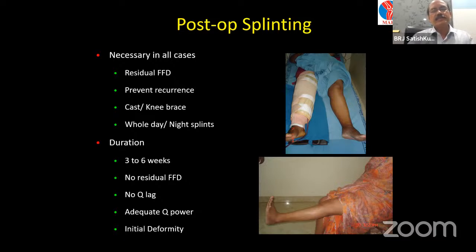There should not be any residual FFD, and there should not be any quadriceps lag. The patient should develop adequate quadriceps power. Splinting is done the whole day in the initial days, and after 2 or 3 weeks, a night splint alone can be done, but night splint is mandatory. Otherwise, the patient will flex the knee to reduce the pain, and this will lead to deformity recurrence. And when the patient comes for the second follow-up, say after 2 or 3 months, they will come with FFD.